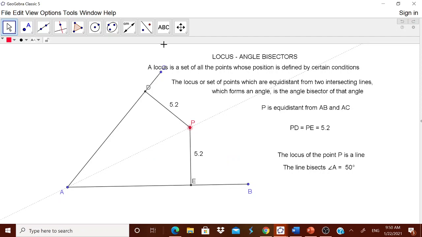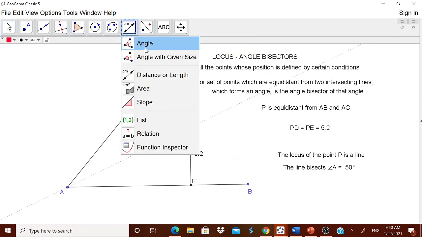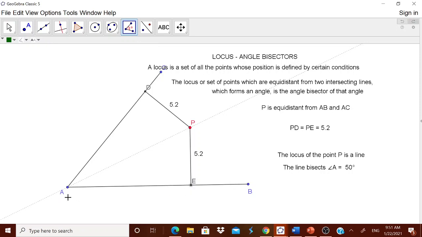It's very simple. Go for this angle and go in a clockwise direction: E, A and P, one angle you got. Then the next angle is P, A and D. Good. I think both are 25 and 25.